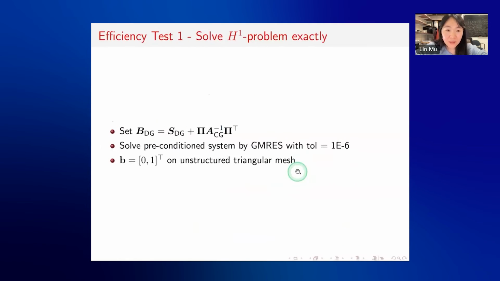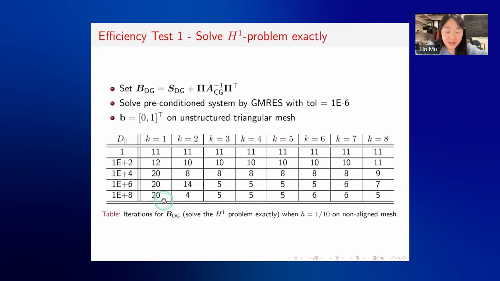Okay, so let's test this. We will choose our preconditioner as this one, and choose the GMRES method with tolerance 1e-6 in the test. For this test, we choose the triangular mesh on the unit square with b equal to the unit vector (0, 1). We can see that for different values of D parallel and different values of the polynomial degree, we observe constant behavior for increasing K or increasing D parallel. This means our method is robust with respect to K and D parallel.